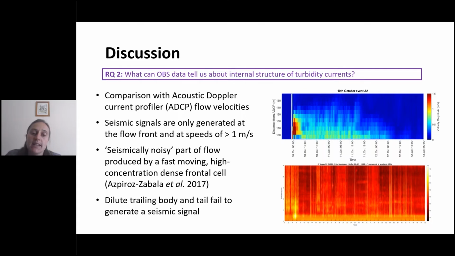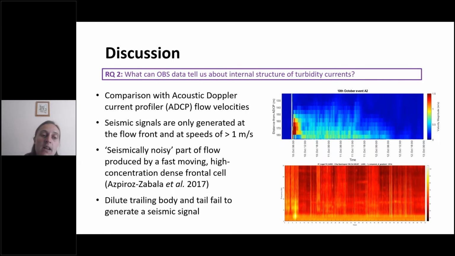The top panel is the data from the ADCPs. This is the velocity profile in the water column showing a turbidity current event. And then on the same time series below, you can see the seismic signal captured by the OBS that was adjacent to that ADCP. You can see instantly that the seismic signals are only generated at the flow front. And in fact, we found that the seismic signals were only generated at flow speeds of greater than 1 meter per second.